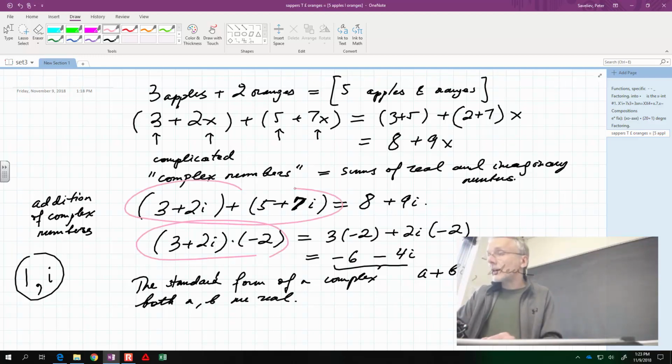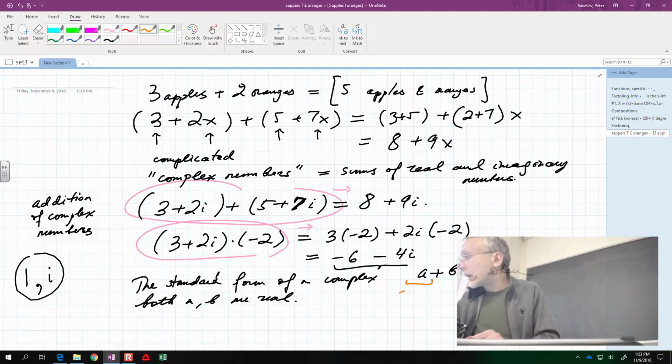And that is a complex number. That simplification step might be necessary in order to find the standard form, to point out the real and imaginary parts. This is the real part, and this is the imaginary part.